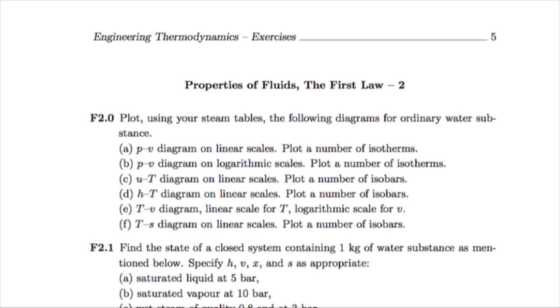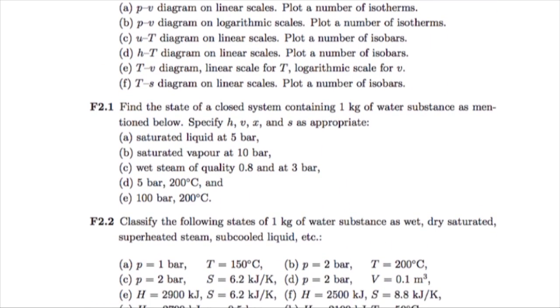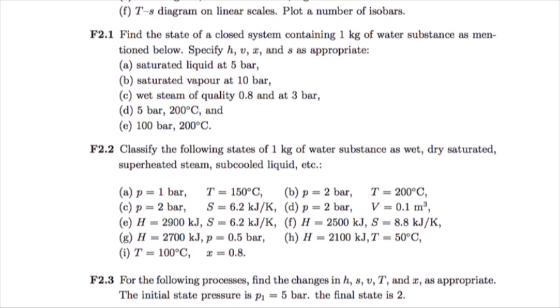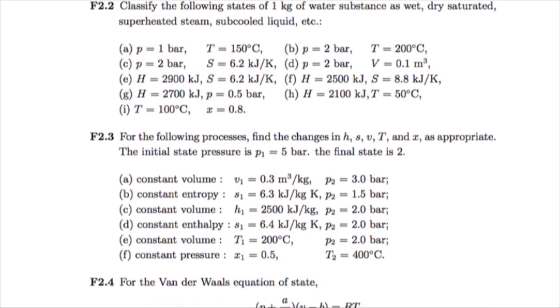attempt exercises from the set F2.0 to F2.18. I will give you some comments on these. F2.0 is just plotting, just to get comfortable with the state space of steam. 2.1, 2.2 and 2.3 are exercises which force the students to get used to steam tables, just getting used to steam tables.